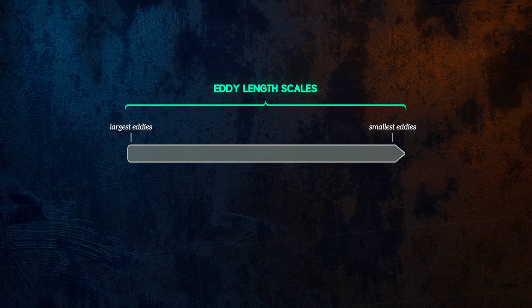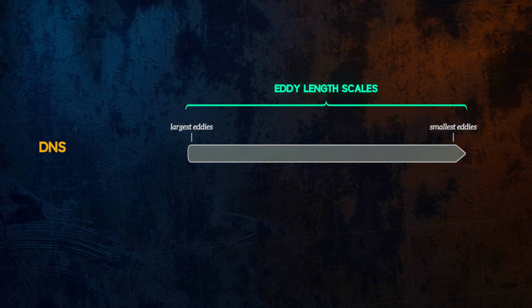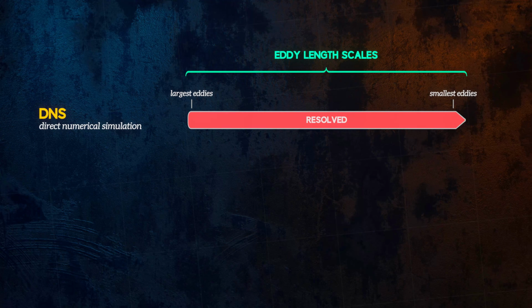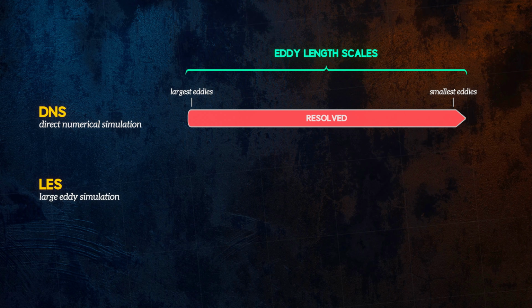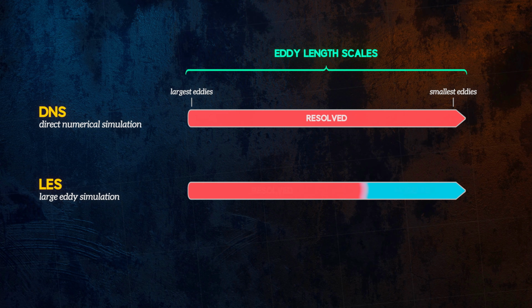First, we have direct numerical simulation. This involves solving the Navier-Stokes equations down to even the smallest scales, and so all turbulent eddies are fully resolved, meaning that they are simulated explicitly. This is very computationally expensive, and isn't a practical solution for the vast majority of fluid flow problems. Next, we have large eddy simulation. This technique resolves the large-scale eddies explicitly, but small-scale eddies are filtered out and are modeled, using what is known as a subgrid scale model. LES is much less computationally expensive than DNS.